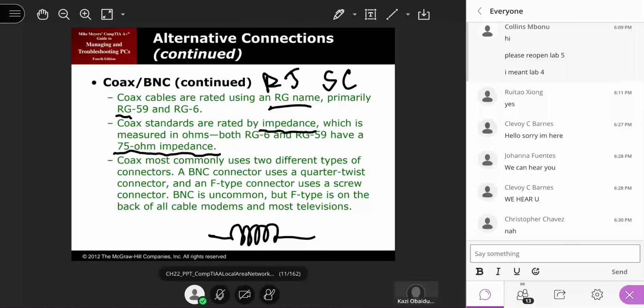Coax most commonly uses two different types of connectors. A BNC connector uses a quarter twist connector, and an F-type connector uses a screw connector. We are going to see them in the next slide. BNC is uncommon, but F-type is on the back of all cable modems and most televisions.